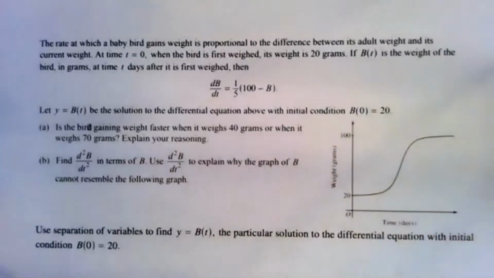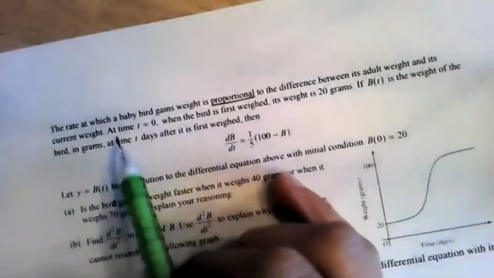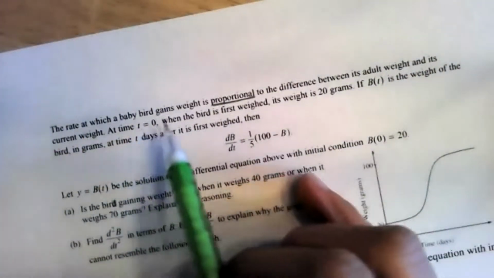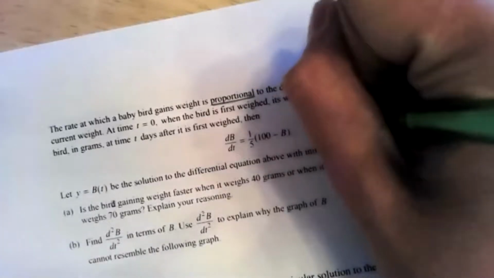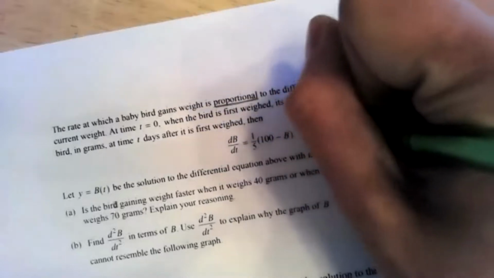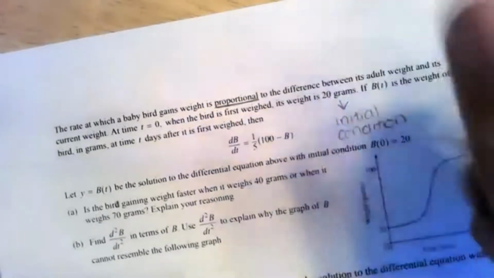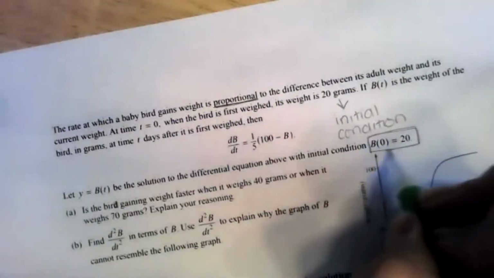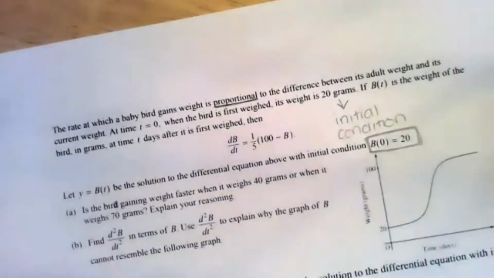The baby bird problem was a tricky one for kiddos the year that this happened. It says the rate at which a baby bird gains weight is proportional. So I see proportion. I'm like, all right, to the difference between its adult weight and its current weight at time t equals 0. When the bird is first weighed, it weighs 20 grams. All right, I'm immediately thinking, initial condition. That's like B of 0 equals 20. So they already even kind of wrote that, but in my head, that's what I'm thinking too.